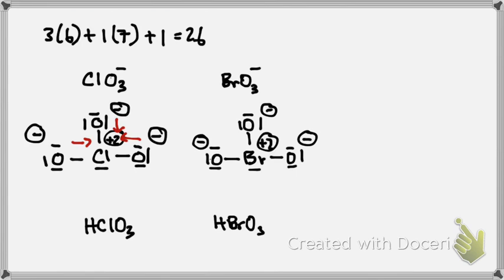Size is more important than electronegativity for our binary acids, on a group. That's what we're talking about. So, if you think about the trend, HI is the strongest, but if you go HIO3 versus HBrO3 versus HClO3, HClO3 is strongest because of the electronegativity.